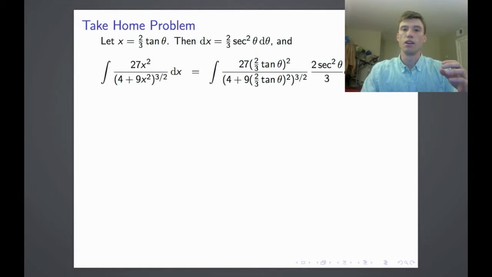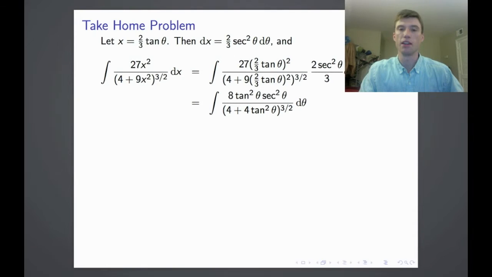27 times 2/3 tangent theta squared, divided by 4 plus 9 times 2/3 tangent theta squared, to the 3/2 power. And I'm sorry if my face is covering this. This is times 2 secant squared theta over 3, integrated with respect to theta.